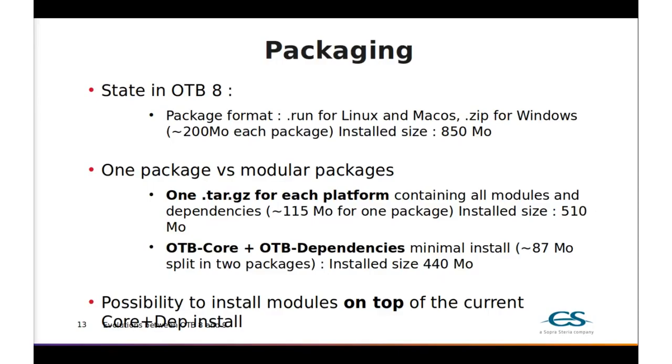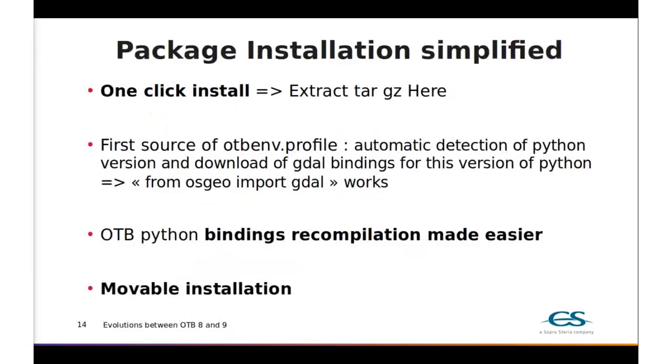But you can also just install modules if you want. So you can install maybe the core and dependencies. And the big advantage is that maybe you just install core and dependencies, and you decide that one day you need applications that are in feature extraction. You can just download the module and install it on top of your installation. So this simplification made a one-click install.